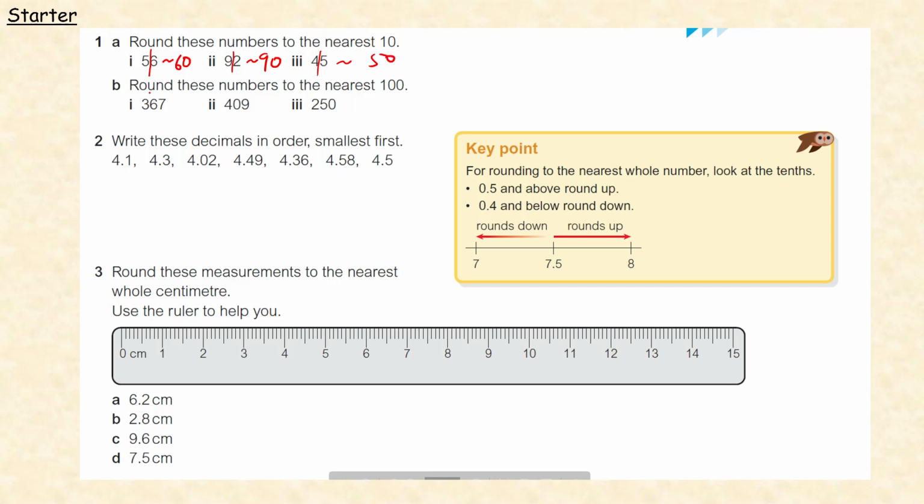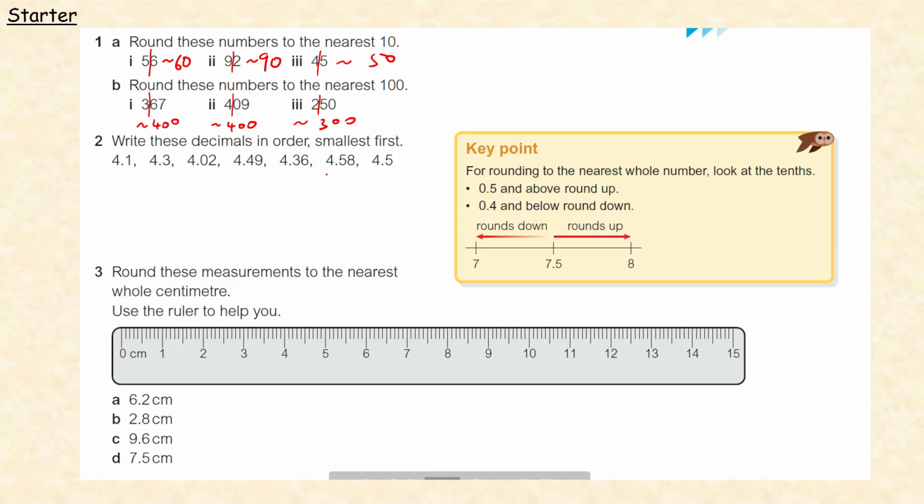So nearest 100, so we put our line here next to the 100. The 6 affects the 3, so that's approximately 400. And here the 0 doesn't affect it because it's less than 5, so that stays at 400. And here the 5 does affect the 2, so that's approximately, symbol, approximately 300.